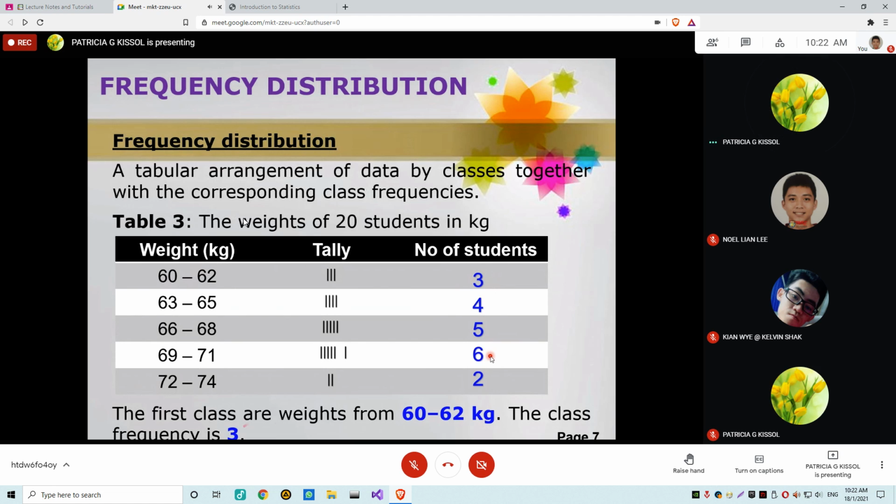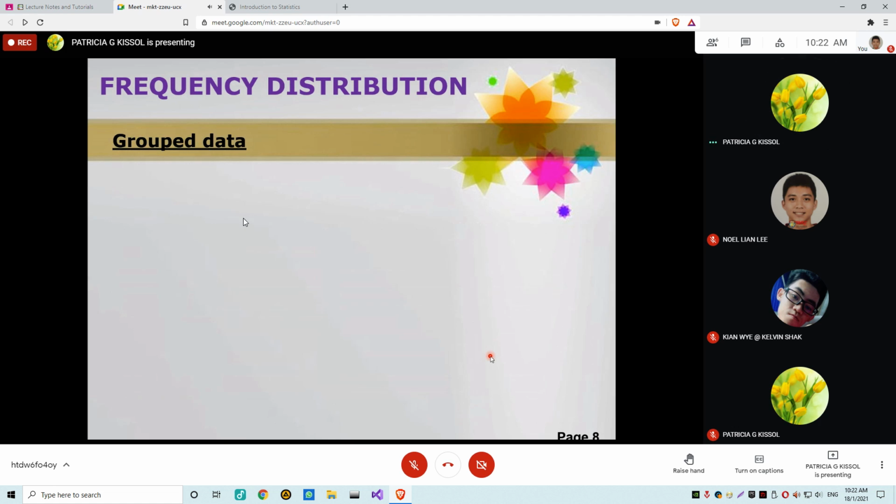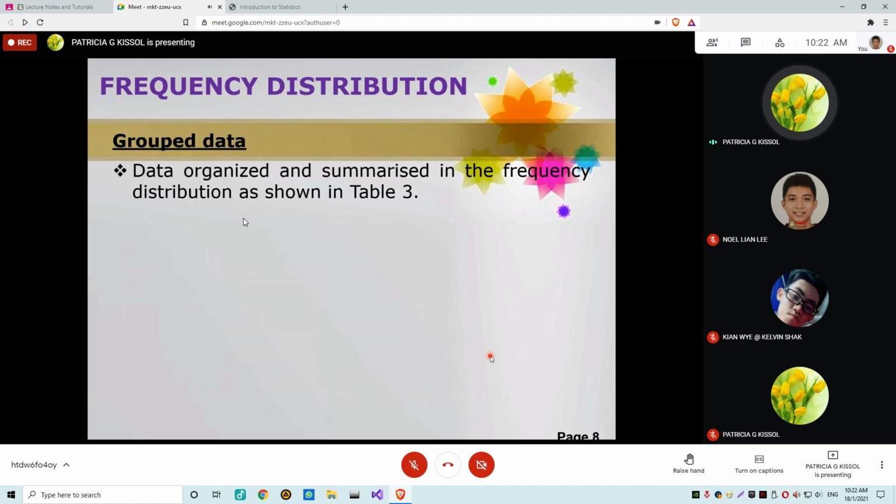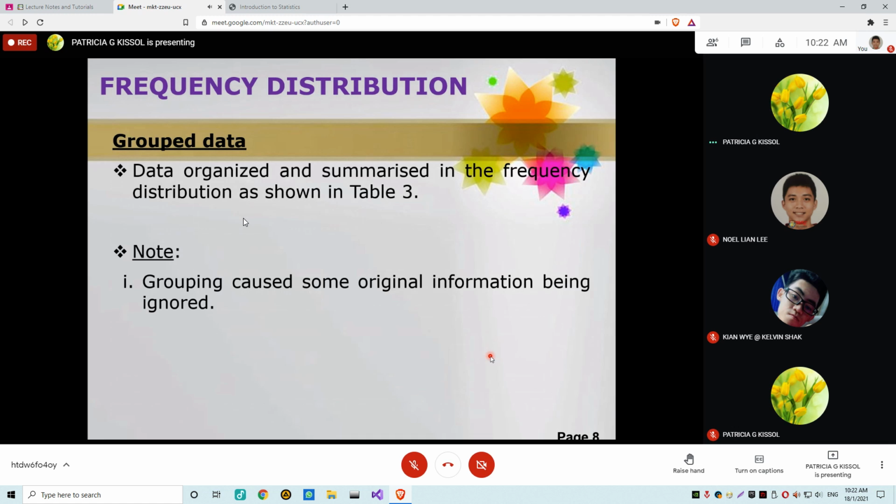Okay, good. So this is just to show you where I got the values from. So for grouped data, the data organized and summarized in the frequency distribution as shown is in table 3. The problem is, when we do this, some of the original information is being ignored.